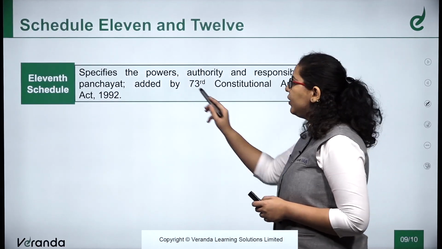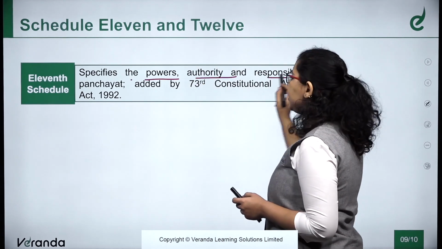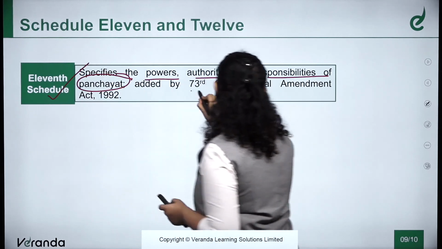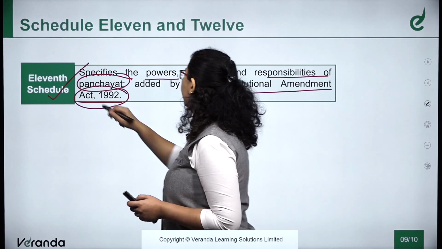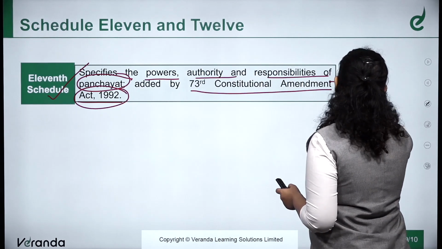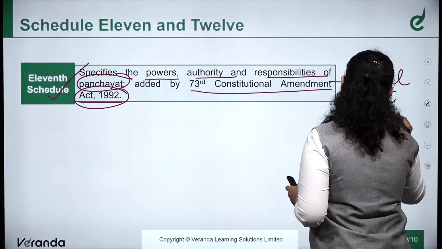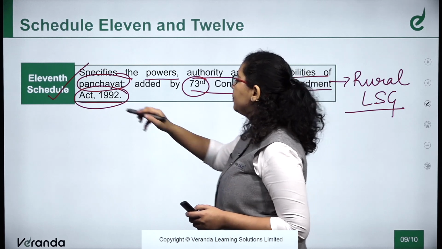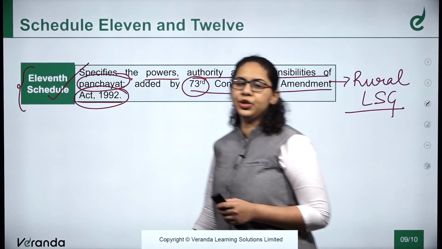In 11th schedule, we have the powers, authority and responsibilities of panchayats. This schedule was added by 73rd Constitutional Amendment Act 1992. Rural local self-government. It was introduced in 1992 by 73rd Constitutional Amendment Act, and 11th schedule was added to Indian Constitution.